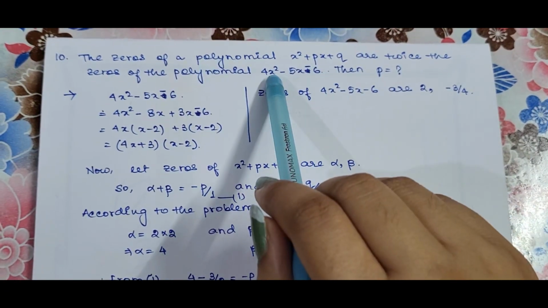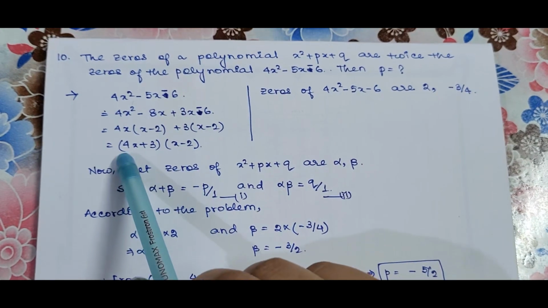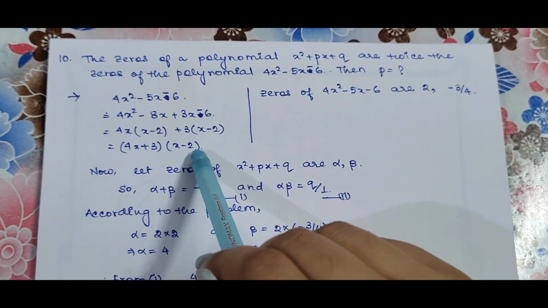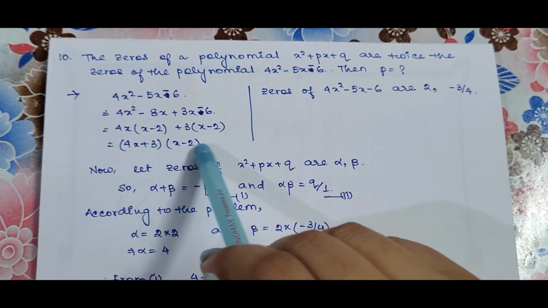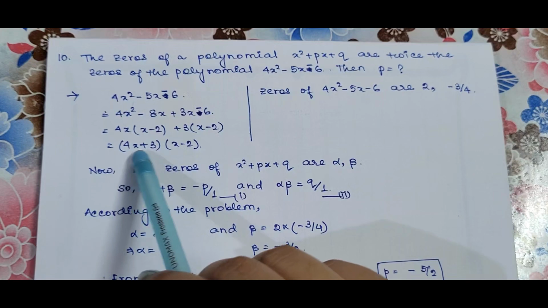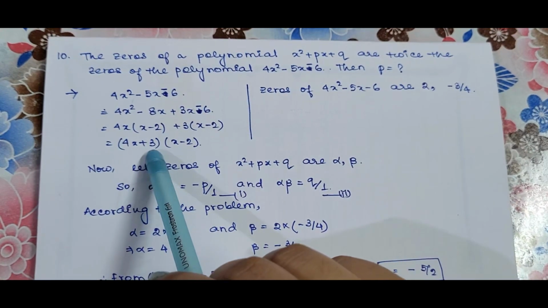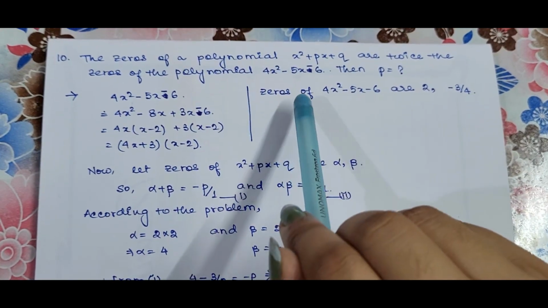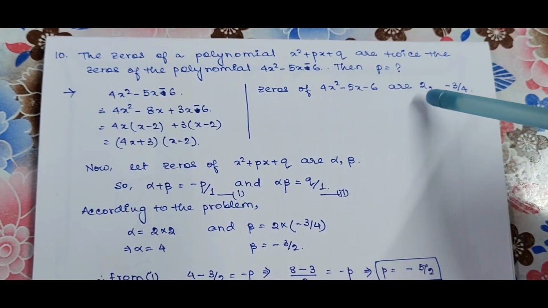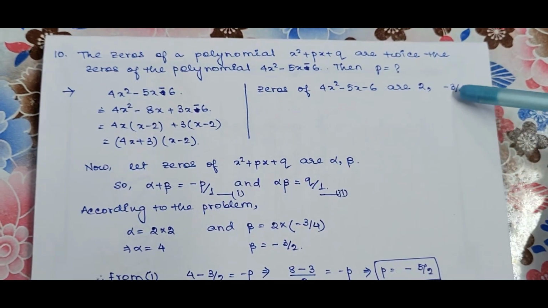So first we factorize this polynomial and we get it as (4x plus 3) into (x minus 2). Now if we equate this with 0, we get that x is equal to 2, and if we equate this with 0, we get that x is equal to minus 3 by 4. So the zeros of the polynomial 4x square minus 5x minus 6 are actually 2 and minus 3 by 4.